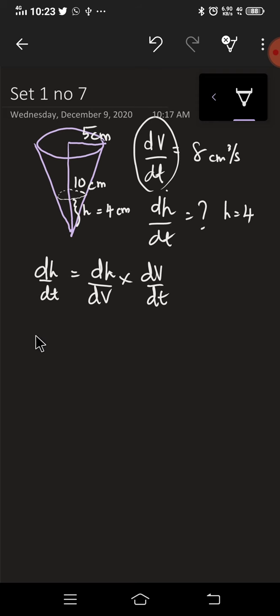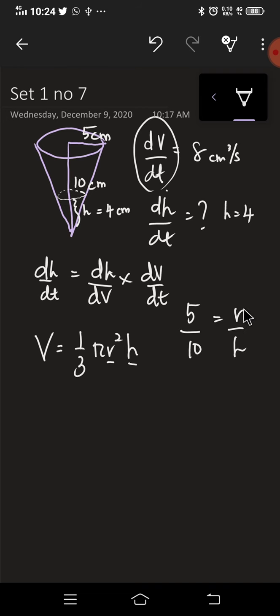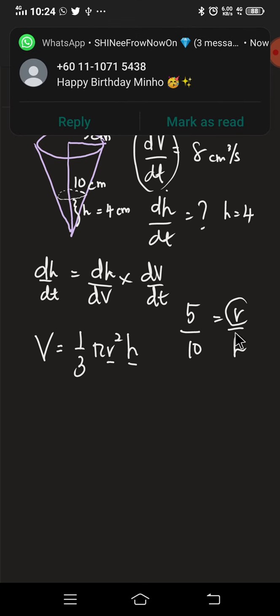So what is V? V is the volume of a cone, which is 1 over 3 of pi r squared multiplied by the H. So to find the relation between V and H, everything here should be in terms of H. So how can we relate the radius and the H? So we know the radius is 5 when the H is 10. So what can we replace the R here with H?